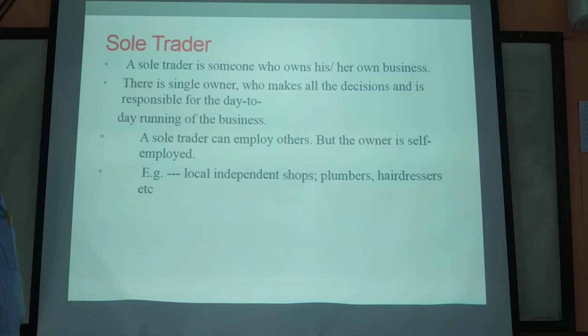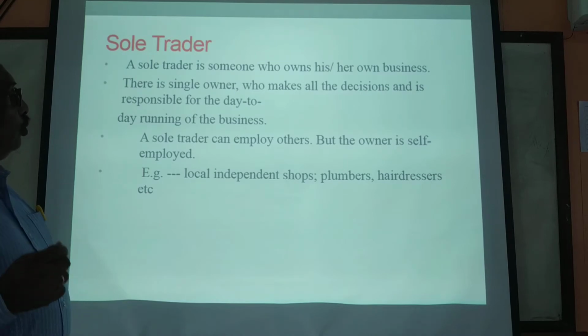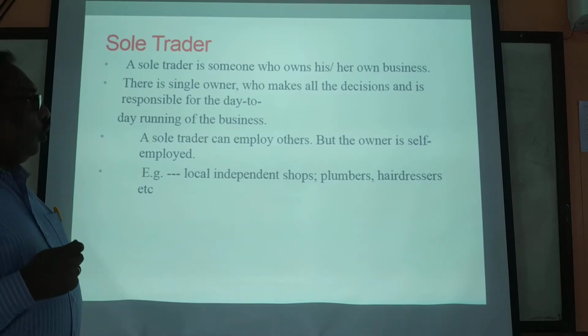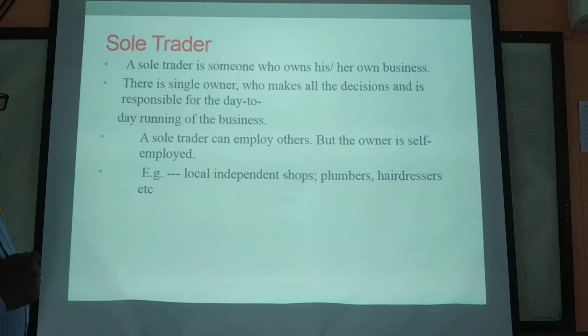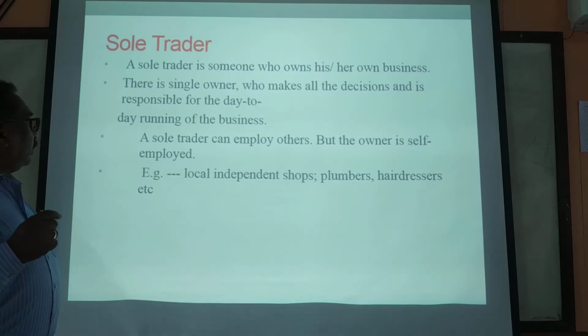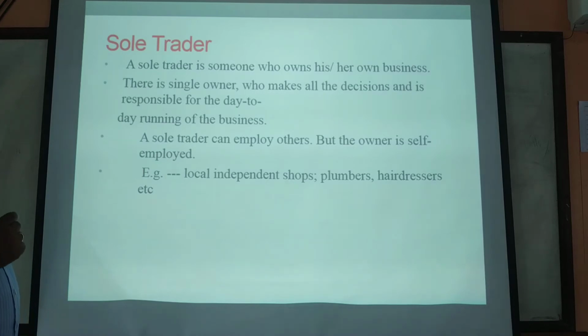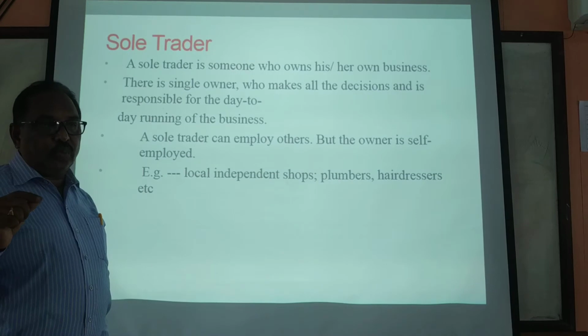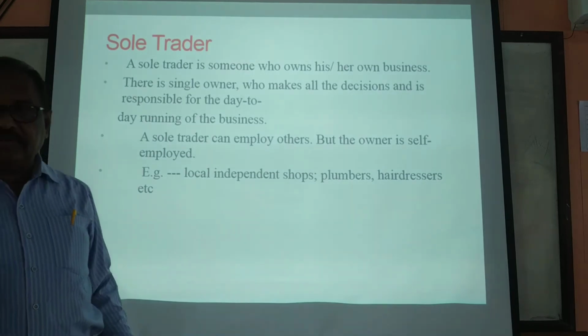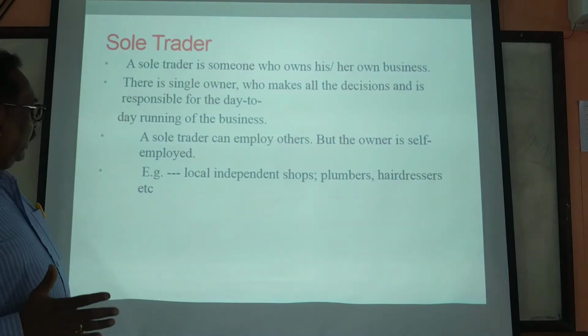A sole trader is someone who owns his or her own business. There is a single owner who makes all the decisions and is responsible for the day-to-day running of the business. And the other point is, a sole trader can employ others to work within his business. But the owner is self-employed. No one employs him. He is a self-employed person, right?